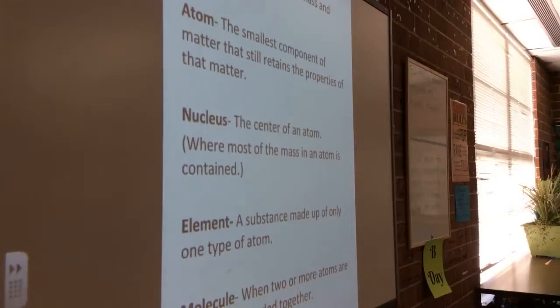The next step up from an atom is an element. An element is a substance made up of only one type of atom. Doesn't matter how many atoms it is. It could be one atom, it could be 20 atoms. If it's only one type of atom, then it's an element. That's where we get our periodic table of elements.